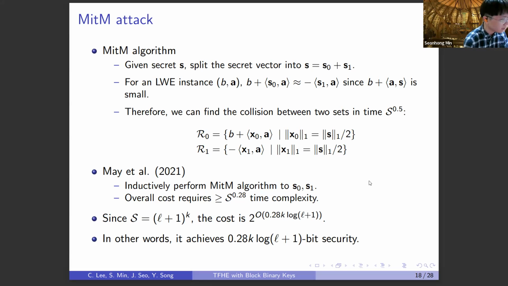Since the entropy of our block binary key is (L plus 1) to the k, the cost of this meet-in-the-middle attack will be 2 to the 0.28 k log(L plus 1). So it means that it achieves 0.28 k log(L plus 1) bit security.